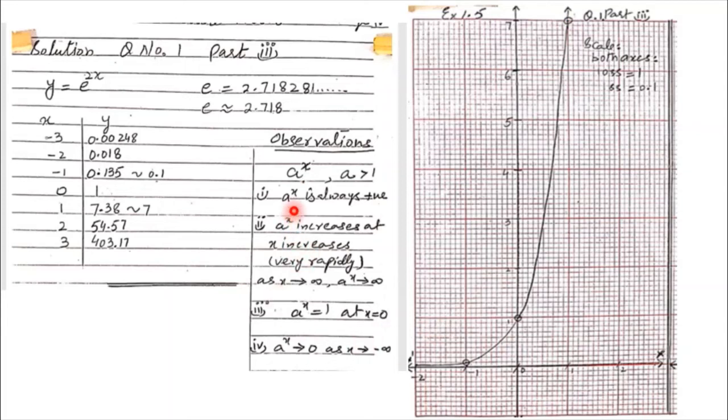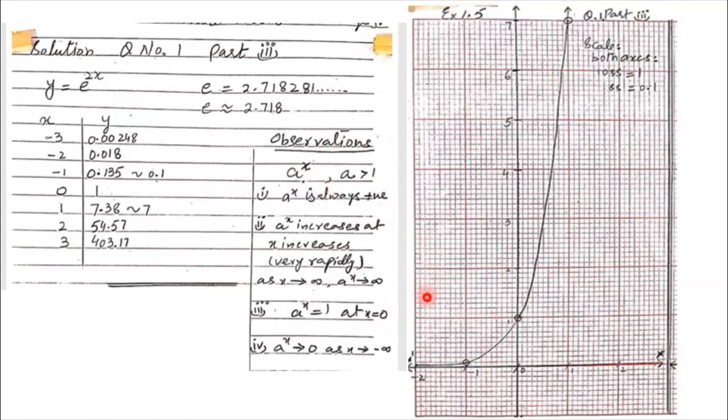What are some observations? This graph is crossing the y-axis at 1. This graph is approaching 0 as we go for negative values. The value of y increases rapidly as x increases. You can see x has increased from 0 to 1 and the value of y has increased from 1 to 7. So these are some observations for exponential functions.